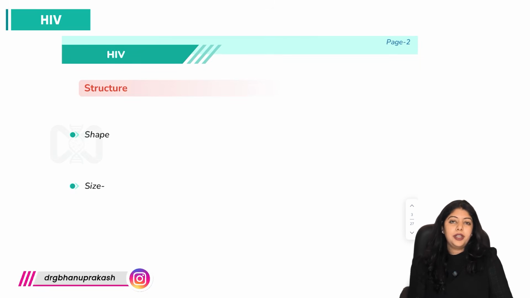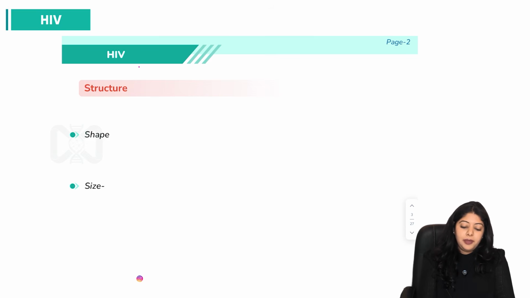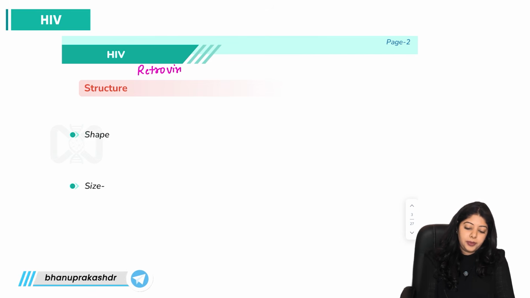So to begin with, we firstly need to know what an HIV virus is. HIV belongs to the family Retroviridae. So naturally it is a retrovirus.